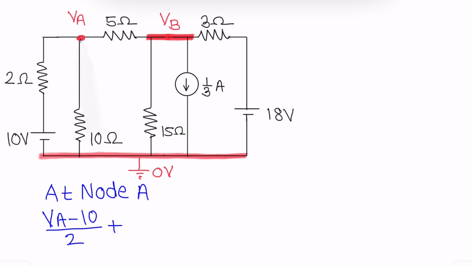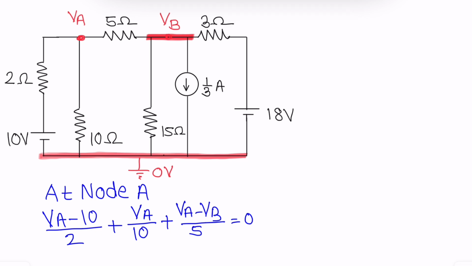Next branch current starting at this point, starting at VA. So VA minus 0, no battery over here, divided by 10. So the equation is VA by 10. Last current starting at VA, ending at VB. So VA minus VB divided by 5 ohm resistance. So the equation is VA minus VB upon 5 equals 0.